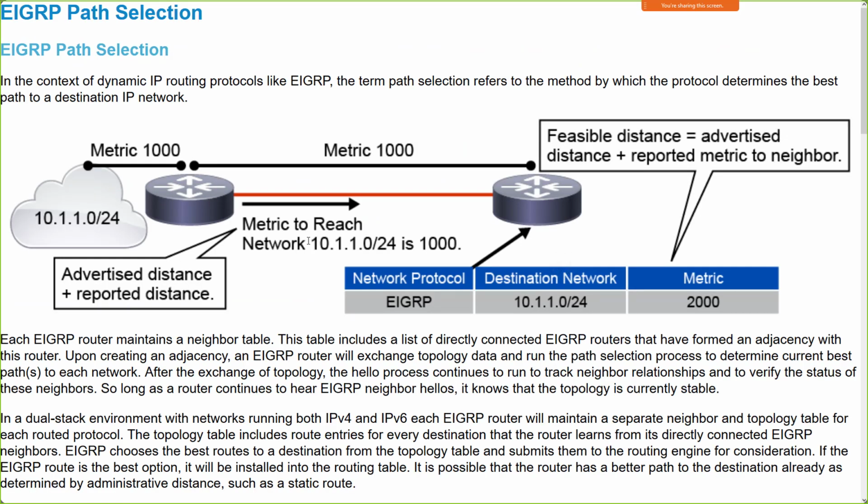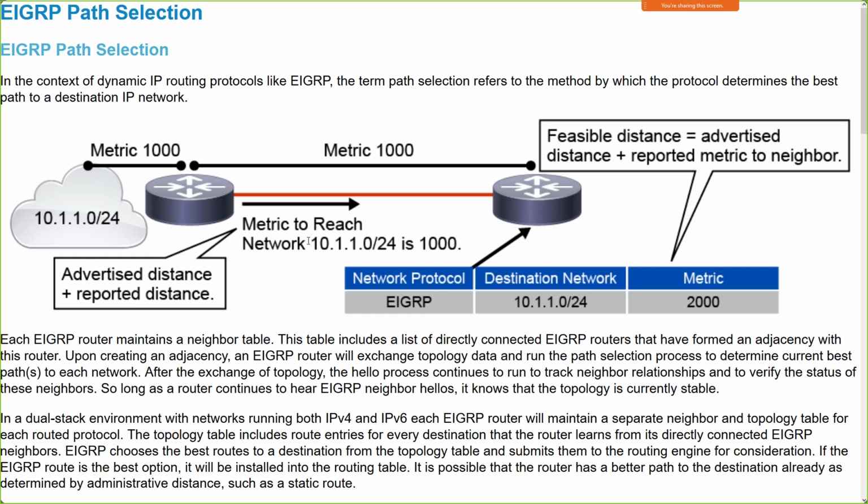So how do we do path selection? EIGRP path selection is a pretty basic concept. And again, this is something we've kind of talked about already. We talked about the overall path metric and what a successor is and what a feasible successor is and how we calculate the feasible distance.